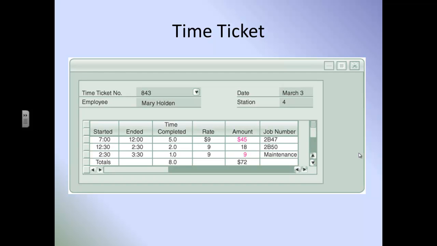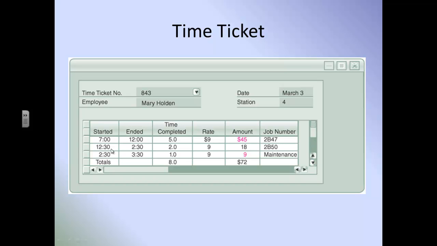In this time ticket, which is produced by a computer, it's one time ticket for one employee for one day, and it shows where that employee was working, what station they were working in. They started this job at 7 and they ended at 12. Therefore, there was 5 hours. It has their hourly rate, and that calculates the total amount and what job that $45 should be applied to.